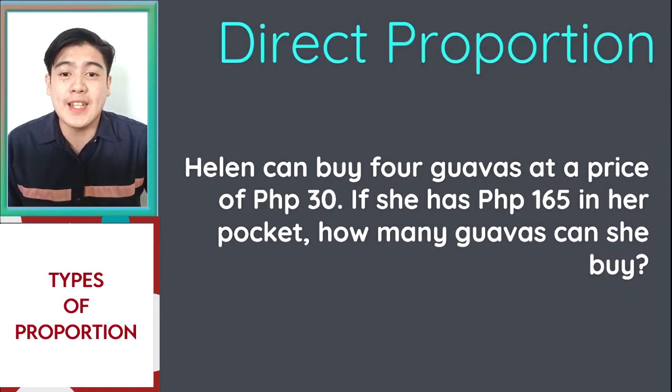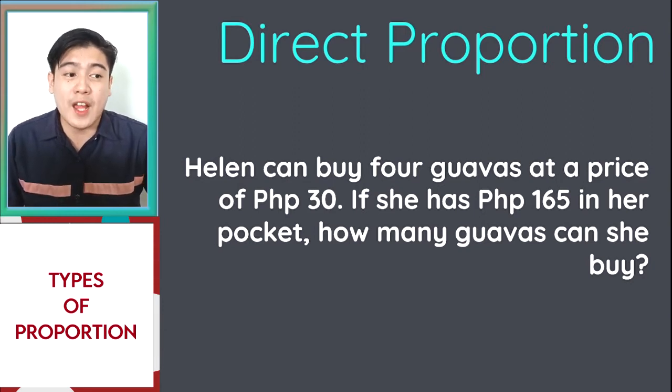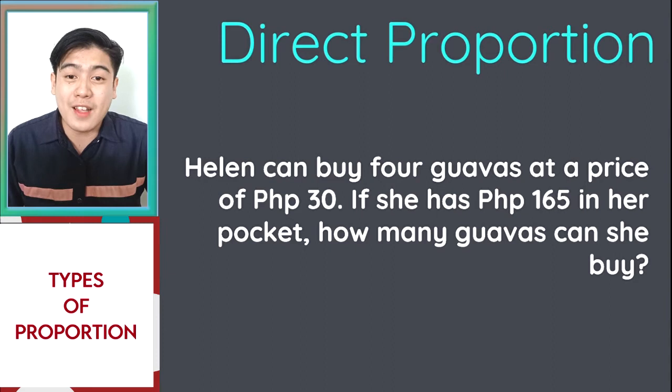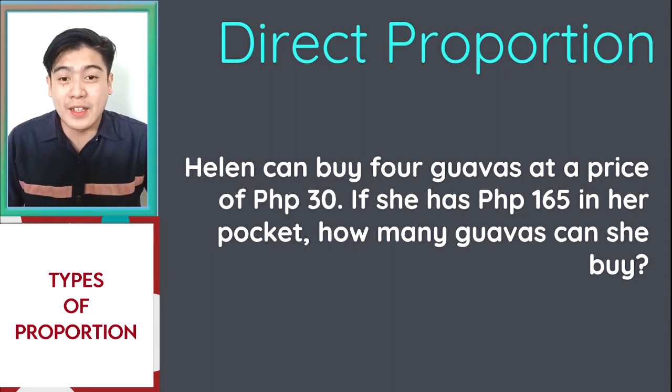So direct proportion, kanina, yun yung example natin sa problem. Helen can buy 4 guavas at a price of 30. If she has 165 in her pocket, how many guavas can she buy? Bakit siya naging direct? Unang-una, for example, 4 guavas daw yung nabibili niya for 30 pesos. And then, dumami yung pera niya, which is 165 pesos. So, ibig sabihin, kung mas madami yung pera niya, mas maraming guavas yung mabibili niya. So, ibig sabihin ng direct proportion, pag tumaas yung isang value, mag-i-increase din.